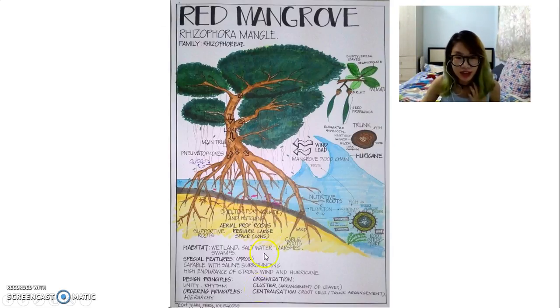beside seaside. And the design principle of this tree is that unity, as we can see from the trunk and the roots, the cut section of them, and rhythm, which is from the whole structure of the tree. And the ordering principles is hierarchy.